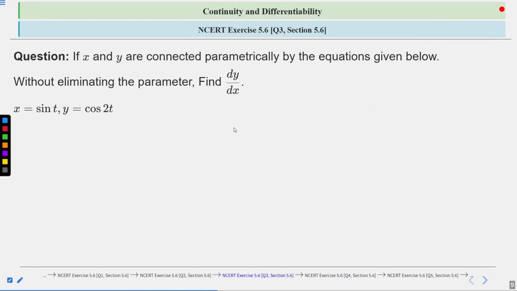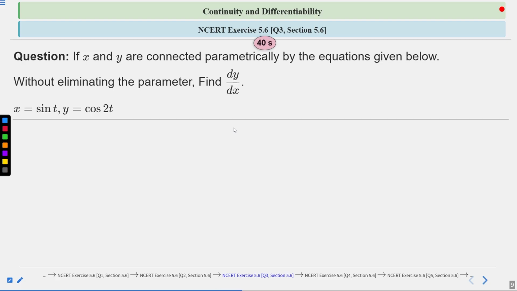Again, if x and y are connected parametrically by the equations given below, without eliminating the parameter, we have to find dy by dx, where x is equal to sin t and y is equal to cos 2t. This is NCERT exercise 5.6, question number 3. Clear? We have to find dy by dx.